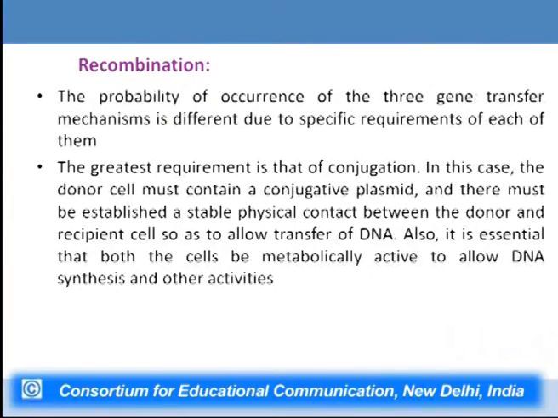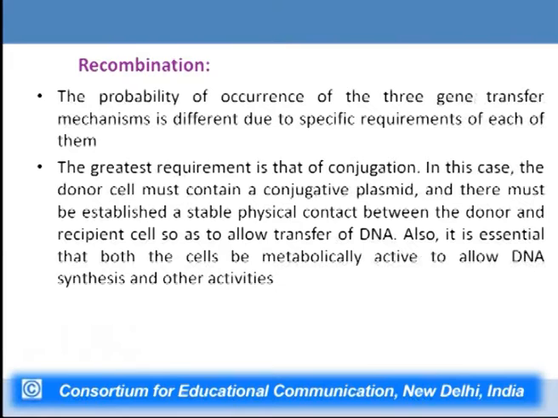If this plasmid is absent in the donor bacteria, then recombination will not be taking place. Also, there is the necessary condition of establishment of a physical contact between the donor and the recipient. If there is no physical contact between the donor and the recipient, then there won't be any transfer of DNA from the donor to the recipient, and if there is no transfer, then recombination cannot occur, and new arrangement of genes cannot take place in the recipient bacteria.